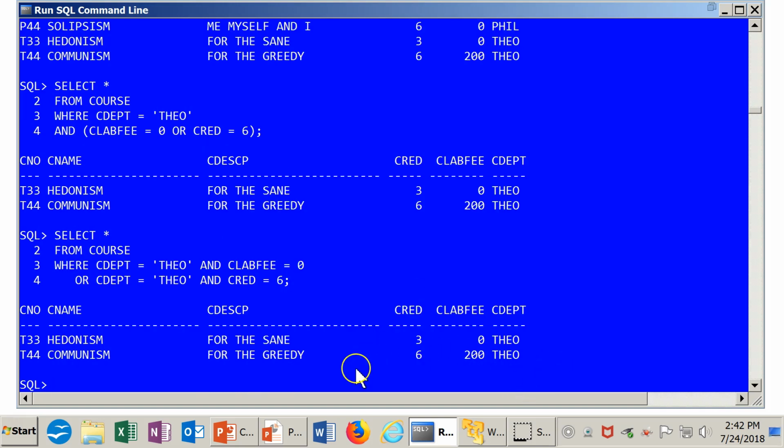And this might be a little clearer for folks than using the parentheses, because we're saying it must be theology and a lab fee of 0, or we'll give you a second choice, and that's where the or comes in. It still must be theology, but the credit could be 6. So notice we're not testing credit in the first expression, and we're not testing lab fee in the second. We're giving two choices. So this is equivalent to what we just showed with the parenthesized expression. So keep that in mind, that may be an easier way to understand.